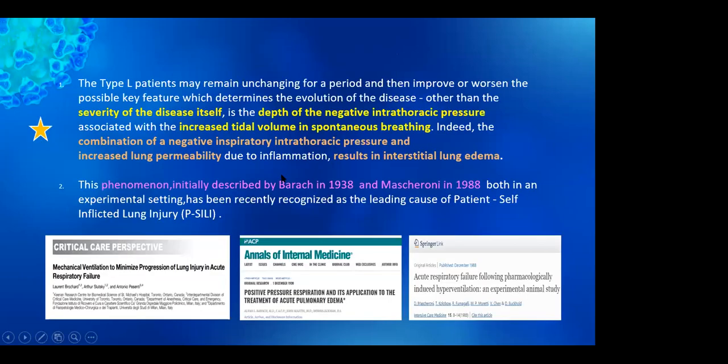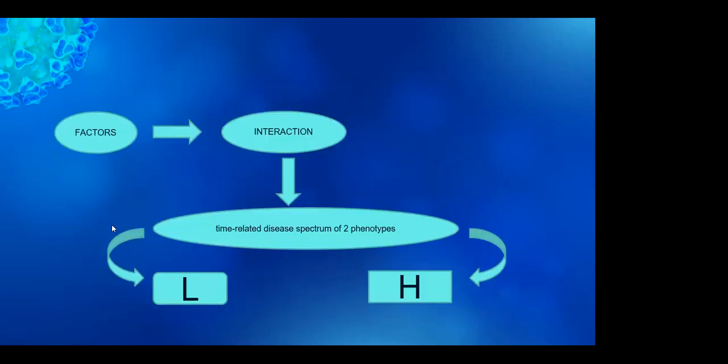And this patient self-induced lung injury phenomenon was explained also before by Barak and Macaroni in 1988 and 1938, and it was published in the elite journals at that time. So all these factors which I've discussed early, ABC, where they interact, and finally with the time-related disease spectrum, you can get two types of disease spectrum according to Gattinoni theory. We can have L type and H type. What is L? L stands for low, H for high. What are highs and what are lows? We'll discuss further.